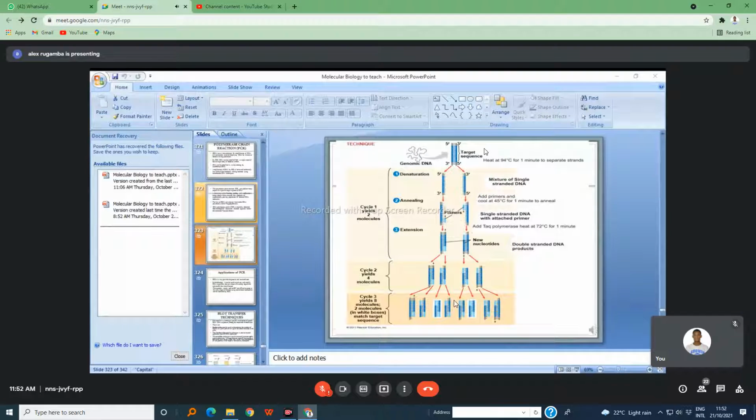Ibyo nagira ngo mbasobanure mbabwire ko this PCR has 3 steps. One is denaturation, annealing and extension. Of course, the last one will be detection and analysis. So now do you understand? Yes, we understand. Okay, good. Yes.